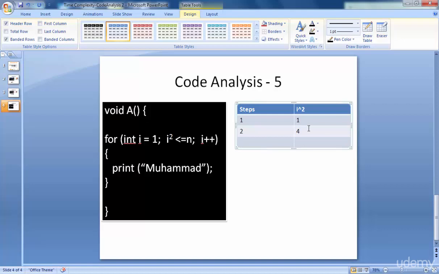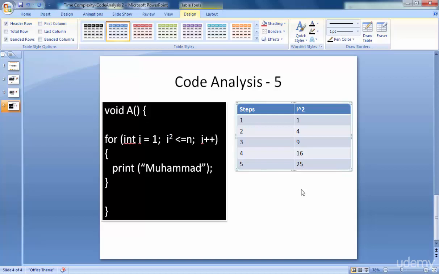Now the value of I is 3. So 3 multiplied by, it's not multiplication, it's power, by the power of 2. So 3 multiplied by 3 is equals to 9, right? At 4, 4 fours are 16. At 5, 5 fives are 25, right? So at every step the value is multiplying by the power, right?